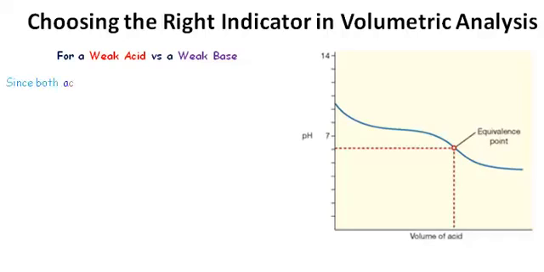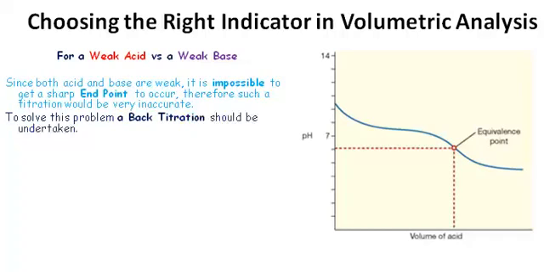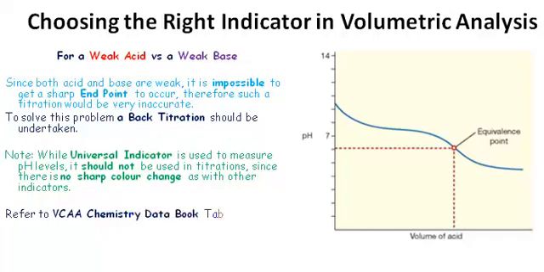For a weak acid versus a weak base, since both the acid and base are weak, it's impossible to get a sharp endpoint. As you can see here, there is no real sharp drop. Therefore, such a titration would be very inaccurate. To solve this problem, a back titration should be undertaken. Note that while universal indicator is used to measure pH levels, it should not be used in titrations since there is no sharp colour change as with other indicators.